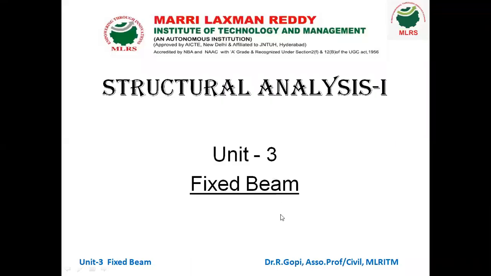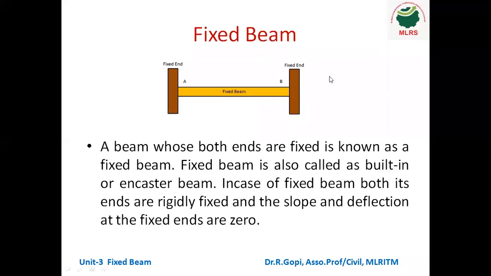So what is meant by a fixed beam? Students, here you can see the diagram. A fixed beam is nothing but a beam whose both ends are rigidly fixed. There is no deflection, no slope, no movement. Nothing happens at the support. You can see here the dark brown color is the fixed end. There are two fixed ends.